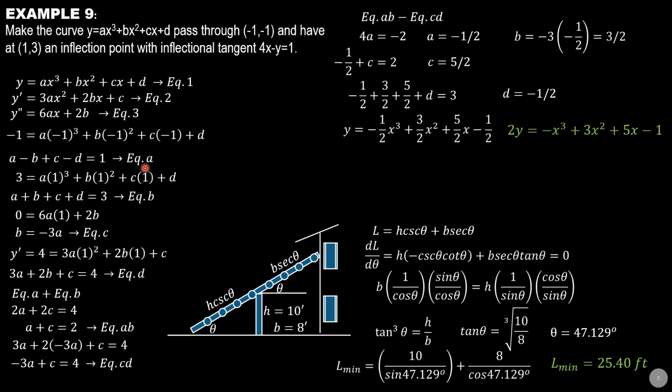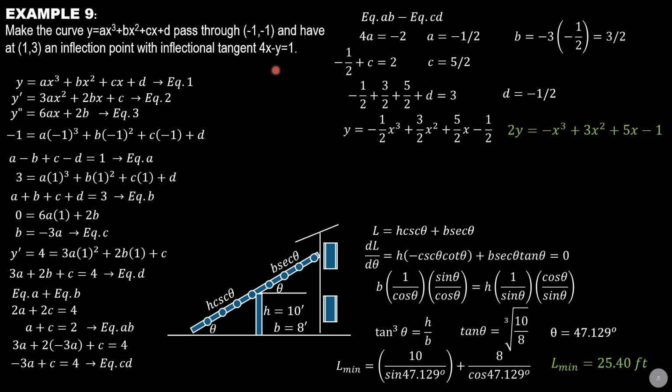Call that equation A. Then the point 1, 3, y is 3 equals a times 1 cubed plus b times 1 squared plus c times 1 plus d. Then rearranging, we have a plus b plus c plus d equals 3. Call that equation B. Then y double prime 0, point of inflection 1, 3. So 0 equals, in equation 3, 6a times 1 plus 2b, so b equals -3a, call that equation C.